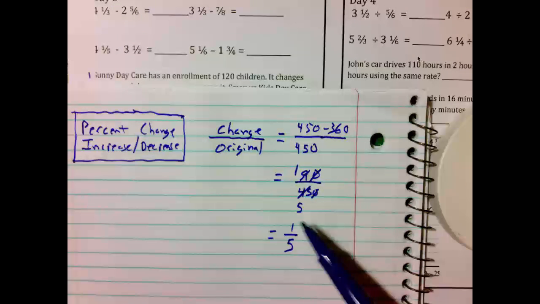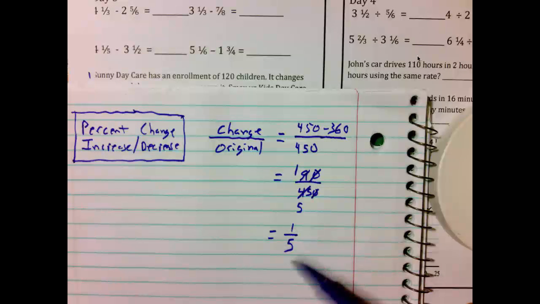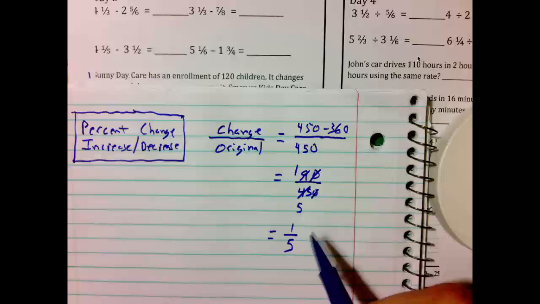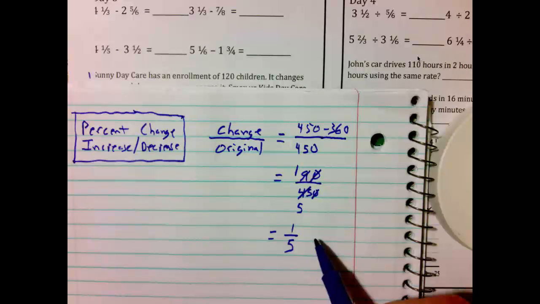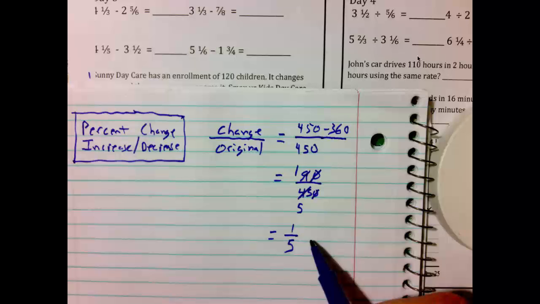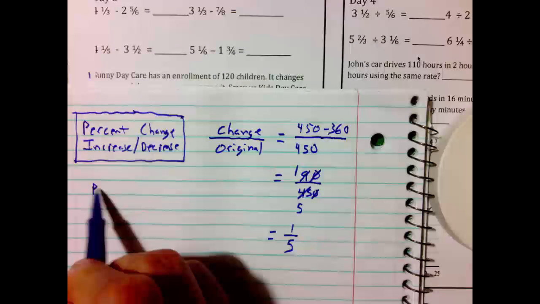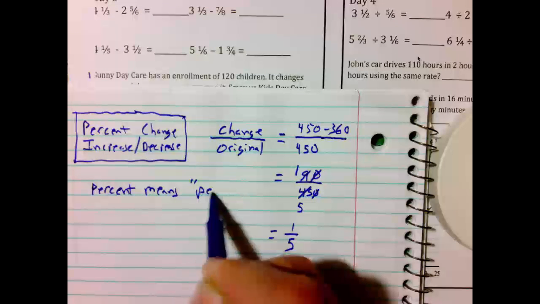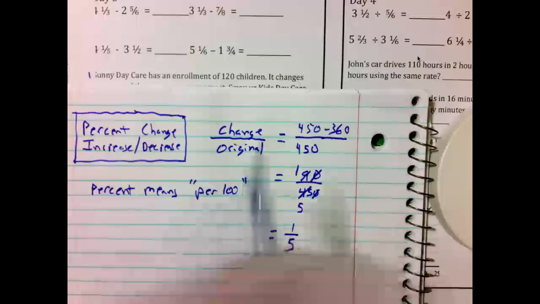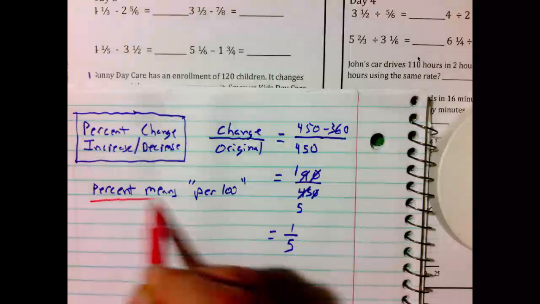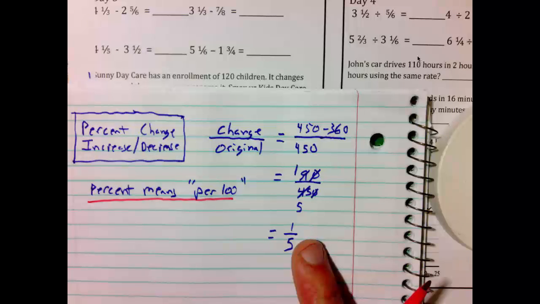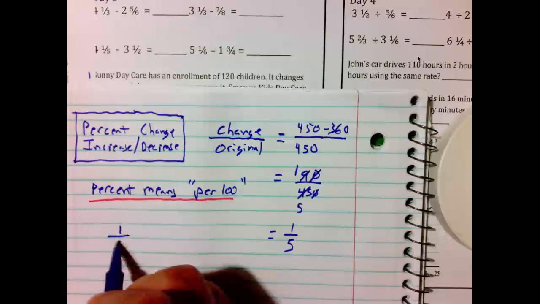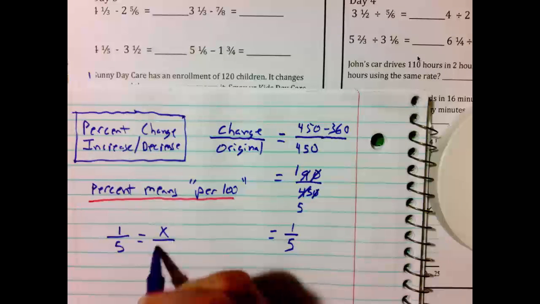That is our fraction decrease in this case. We've decreased by 1/5. Well, we want to convert that to a percentage. We hopefully remember that percent means per 100. Percent means per 100. Okay. So we will capitalize on that fact and convert 1/5 to a percent by writing it as a fraction over 100. 1/5 equals x over 100.